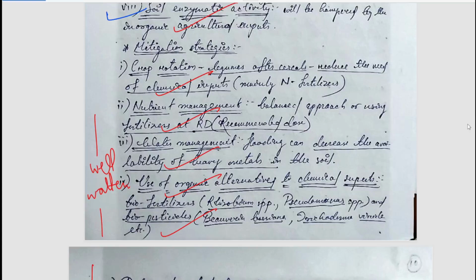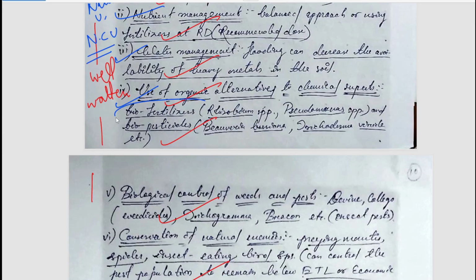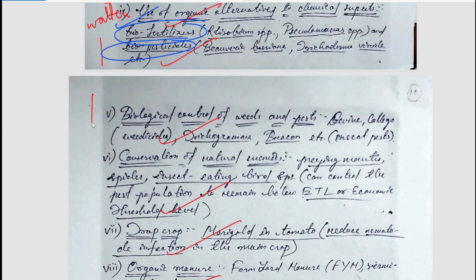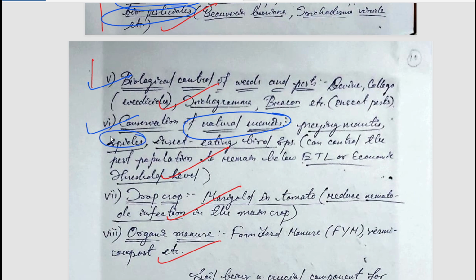Now mitigation strategies have been mentioned. We should practice crop rotation, nutrient management. You can use nano urea, you can use slow release urea fertilizers such as neem coated urea. Water management should be proper. Use of organic alternatives such as biofertilizers can be used. Biopesticides can be used. Biological control of pests and diseases can be done. We should conserve and use natural enemies for protection, such as spiders, beetles. These can act as natural enemies.